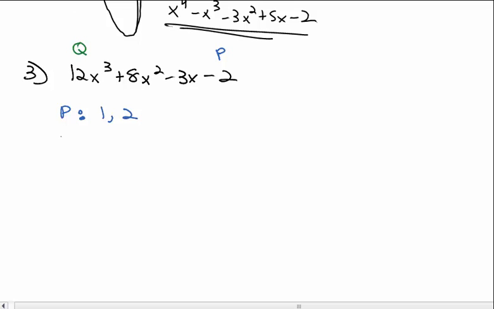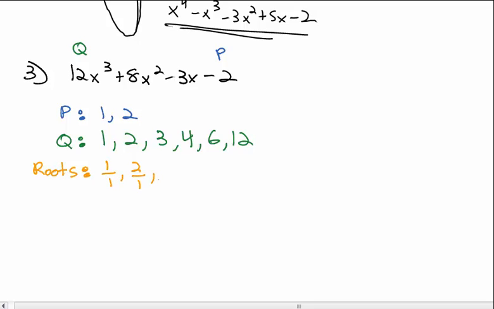The Q's come from the beginning. 12 has a few factors. It's divisible by 1, 2, 3, 4, 6, and 12. And so for our possible roots, we put the 1 over all the Q's, and the 2 over all the Q's. So first we put them over 1, 1 over 1, 2 over 1.